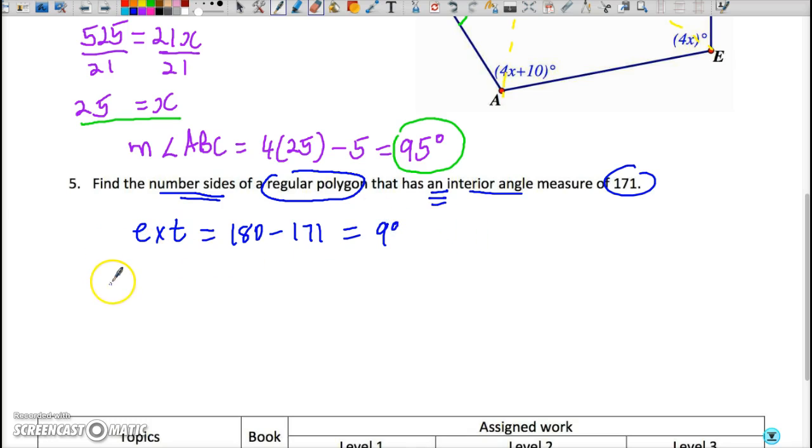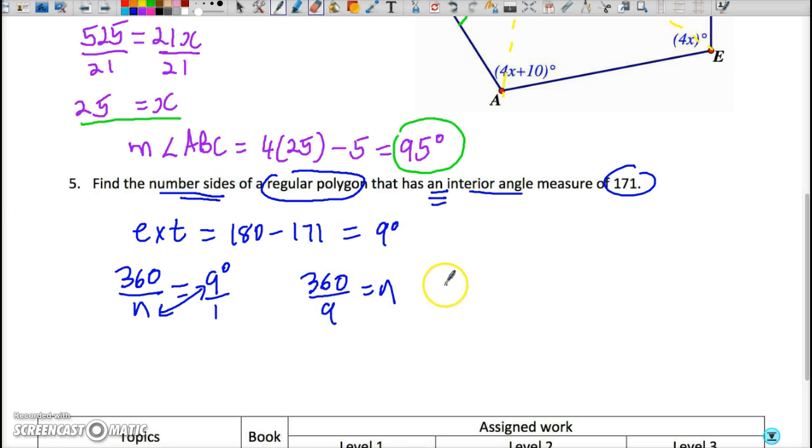And then if I want to know the number of sides, we have 360 over n, which gives you the measure of each exterior angle in a regular polygon. If that equals 9 degrees, then I'm just going to switch those around, and 360 over 9 is going to give me the number of sides, and therefore the number of sides in this polygon is going to be 40.